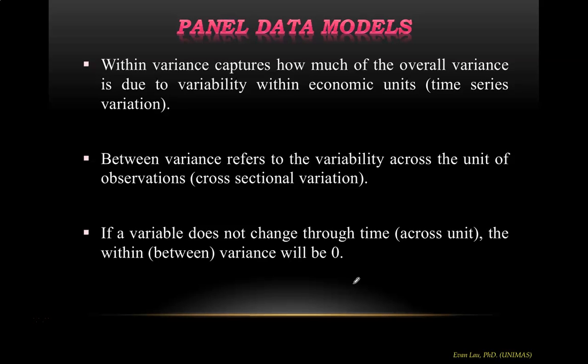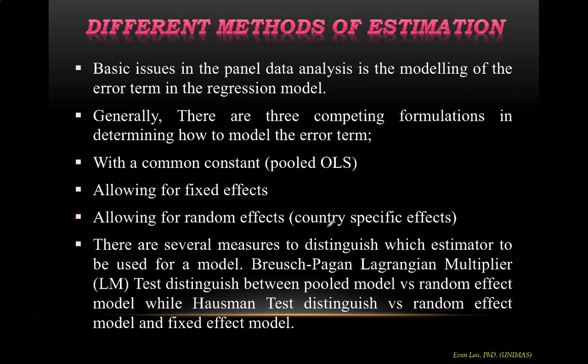Within variance captures how much of the overall variance is due to variability within the economic unit, the time series variation. So this is within variance. Between variance is the variability across the cross section, the units of observation. So between and within, because we have two dimensions here. Remember, we have two dimensions here, right? This is the idea behind it.